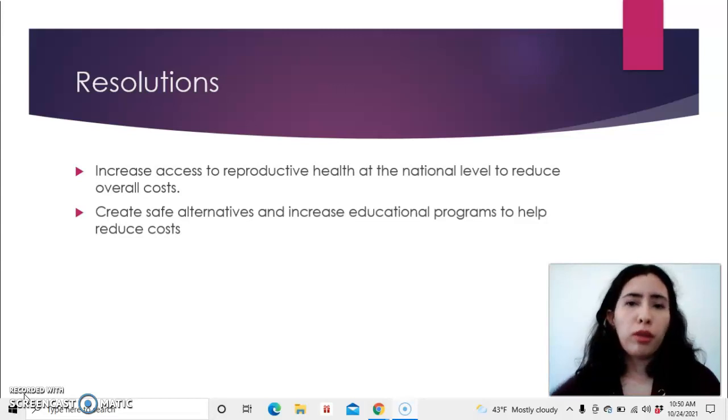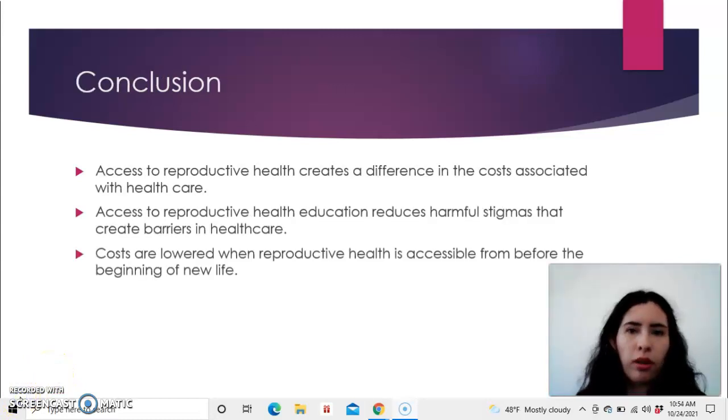Resolutions. Increase access to reproductive health at the national level to reduce overall costs. More access means a greater reduction in reproductive health issues. Create safe alternatives and increase educational programs to help reduce costs. Better education allows for more informed consumers and better judgment on when to seek skilled intervention.